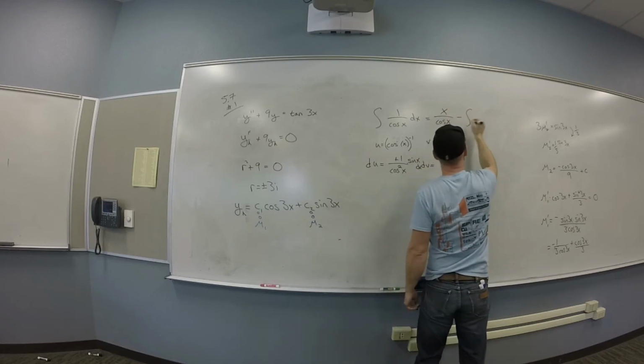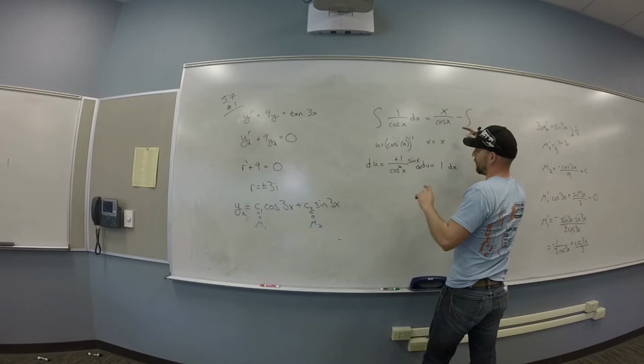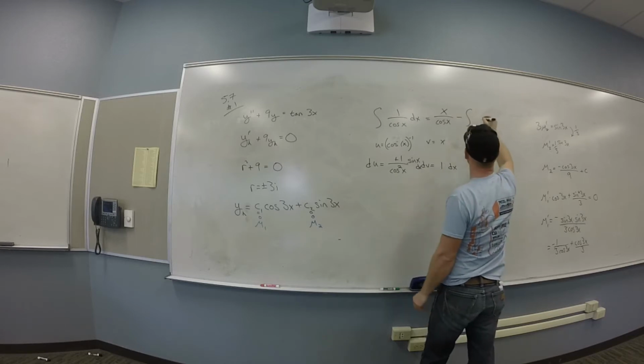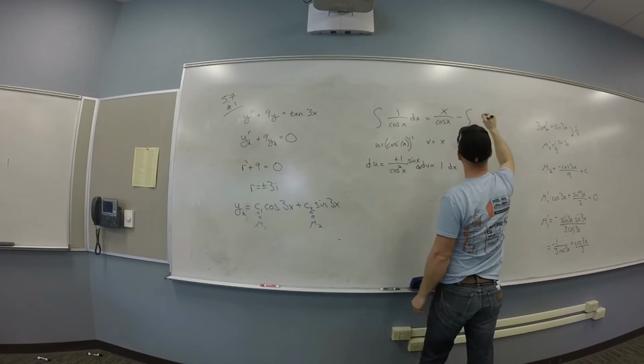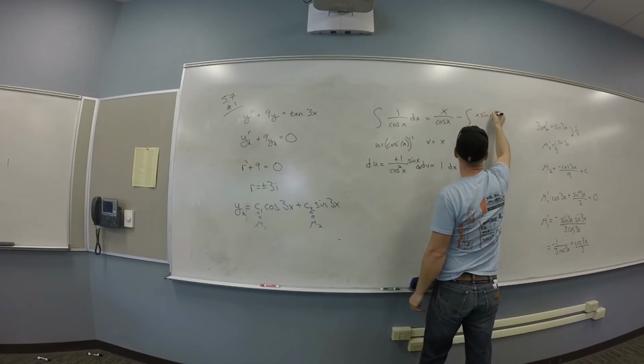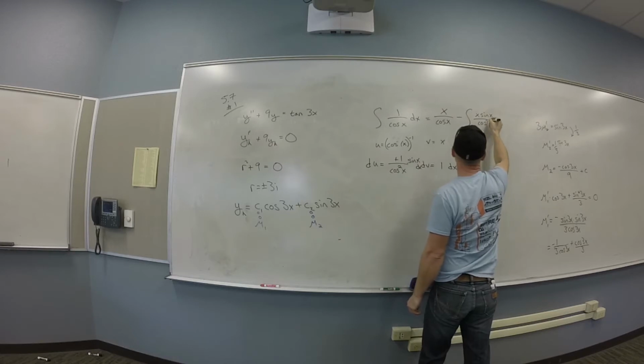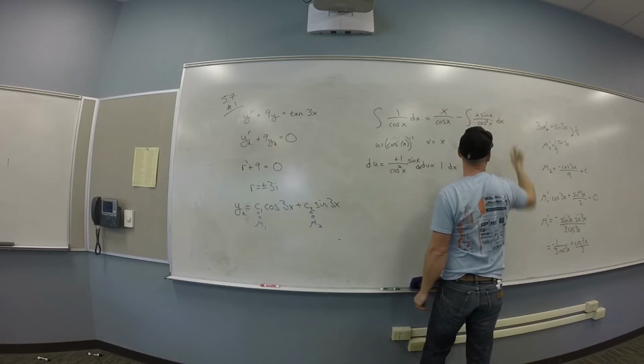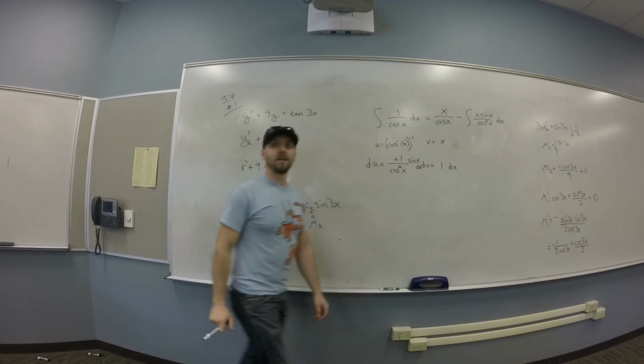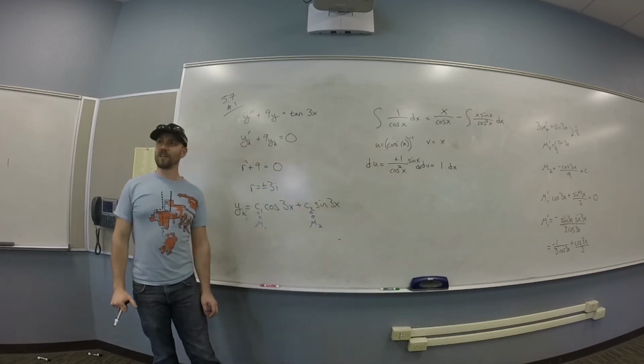And then I need minus the integral of v du. Oh crap, I thought this was going to work. X sine x over cosine squared x dx. Which felt like it was going to work for a minute because I didn't anticipate the x.